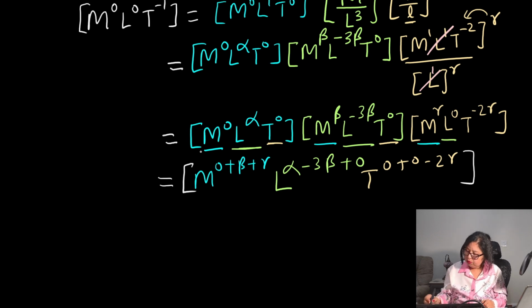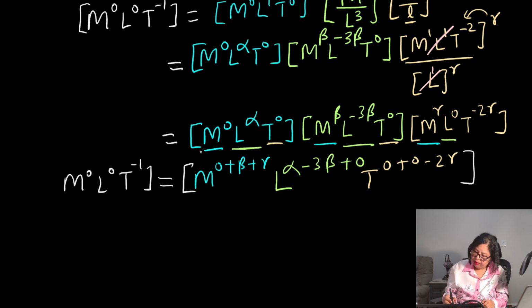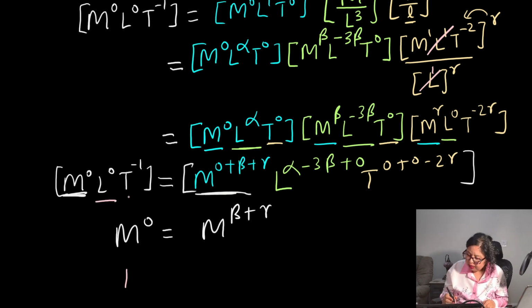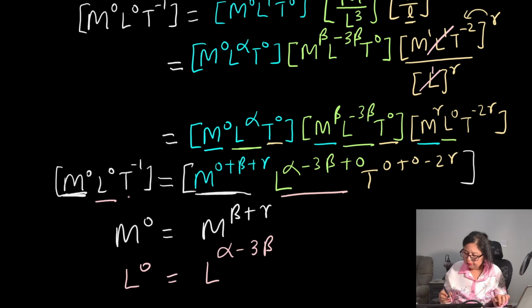Parentheses closed. M0, L0, T minus 1. What does this give me? Now, what I'm going to do is, here's M to the power 0, and here's M to the power beta plus gamma. Equate them. M0 equals M to the power beta plus gamma. Then I have this L to the power 0 equals L to the power alpha minus 3 beta.